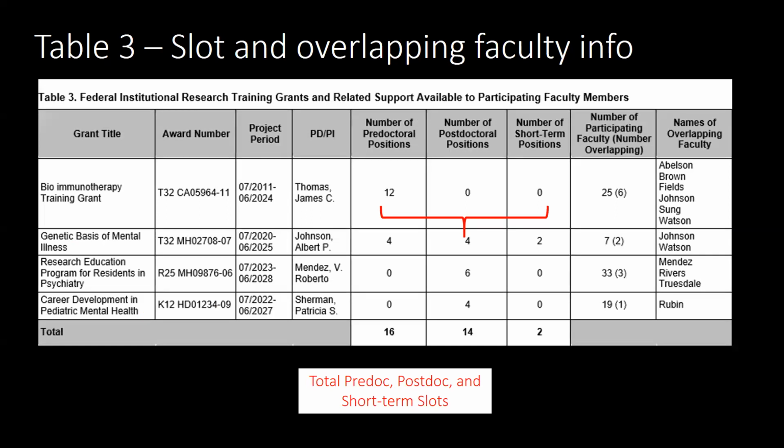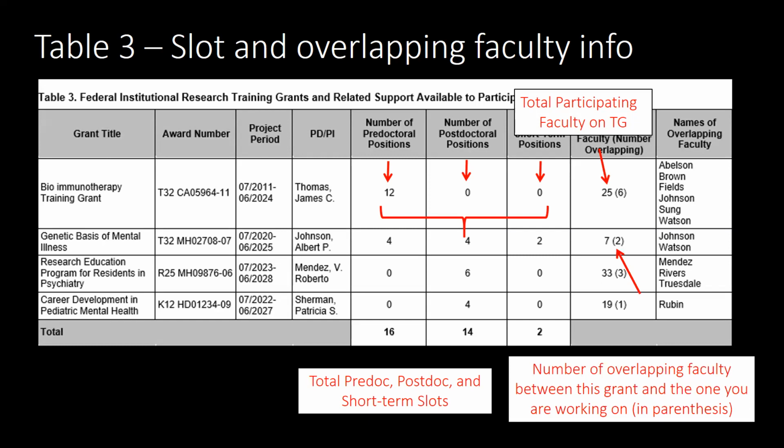So then you would go ahead and list the number of postdoc positions on that bioimmunotherapy training grant, and then how many postdoc positions and short-term positions. For this particular grant, you can see this is strictly a pre-doc training program. And then they have a total amount of faculty. There are 25 faculty listed on that training grant. In parentheses, you can see the 6 or the 2, whichever you prefer to look at. Those are the 6 faculty that are overlapping. They are on the bioimmunotherapy training grant, but they're also being listed on the training grant that you're proposing. So you have to distinguish there in the parentheses.